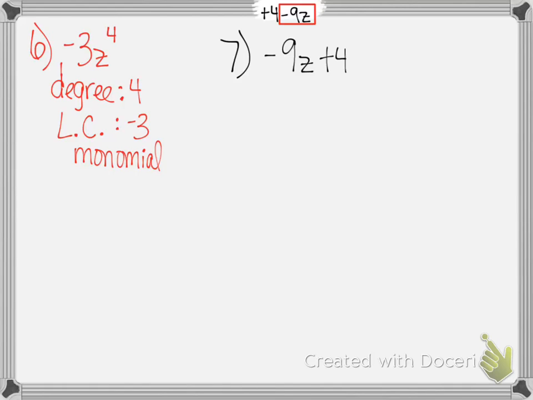State the degree. What's the degree of this one? 1. Good. So our degree is 1 because the first term has a degree of 1. The other one has a degree of 0. We choose the bigger. The leading coefficient is -9. And then the type of polynomial, it is a binomial.